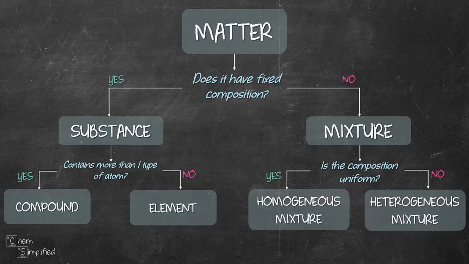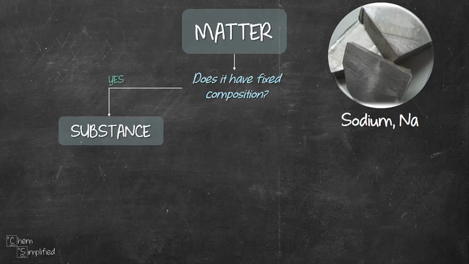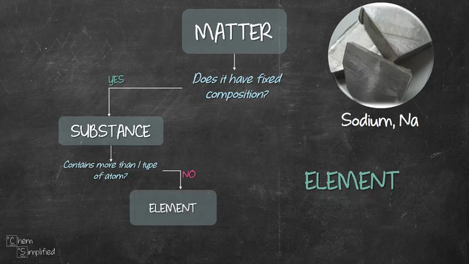So let's start with our first example, sodium, Na. The first question we asked is, does it have fixed composition? Well, yes, because we know that it is sodium. Sodium has a chemical symbol of Na, so our answer to this question is yes. So therefore, sodium is a substance. Now, if you need to further classify it beyond substance, then we would ask the next question, which is, does it contain more than one type of atom? Looking at the formula, it's only Na, so that's one type of atom. So the answer is no. Therefore, sodium is an element.